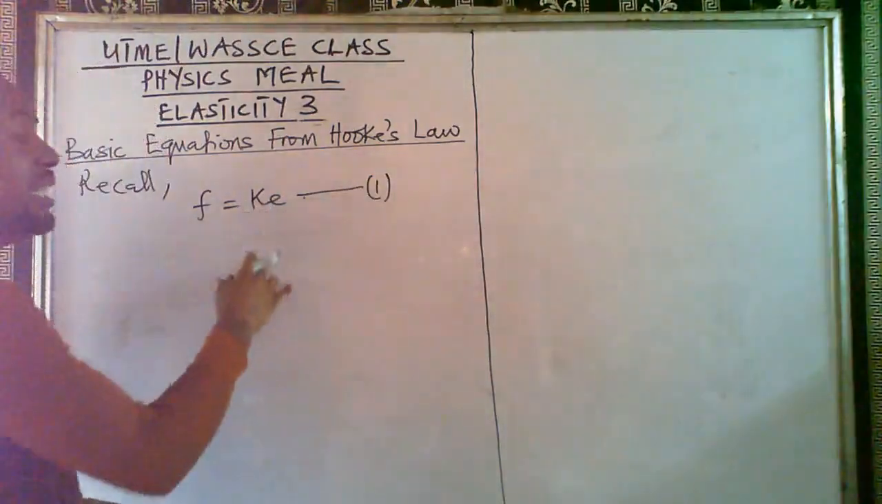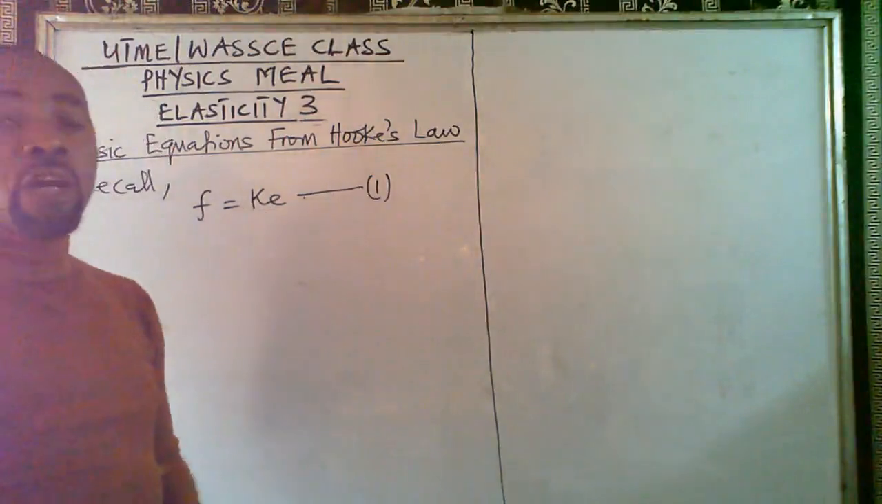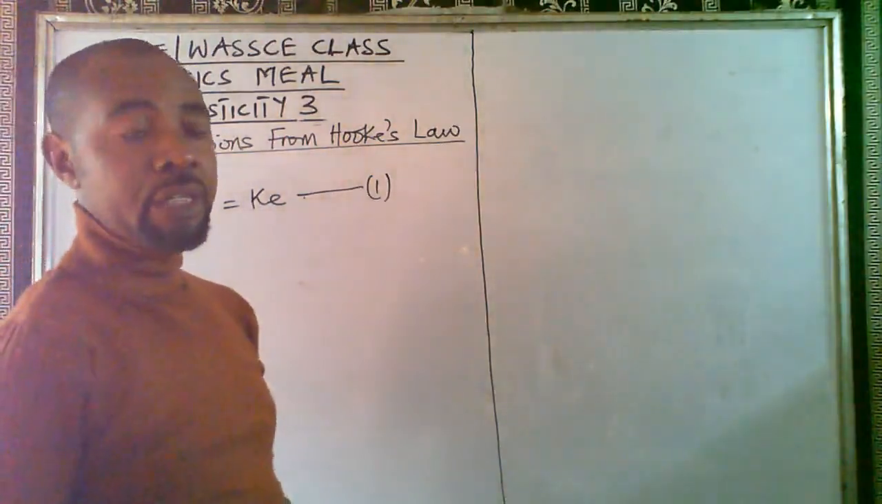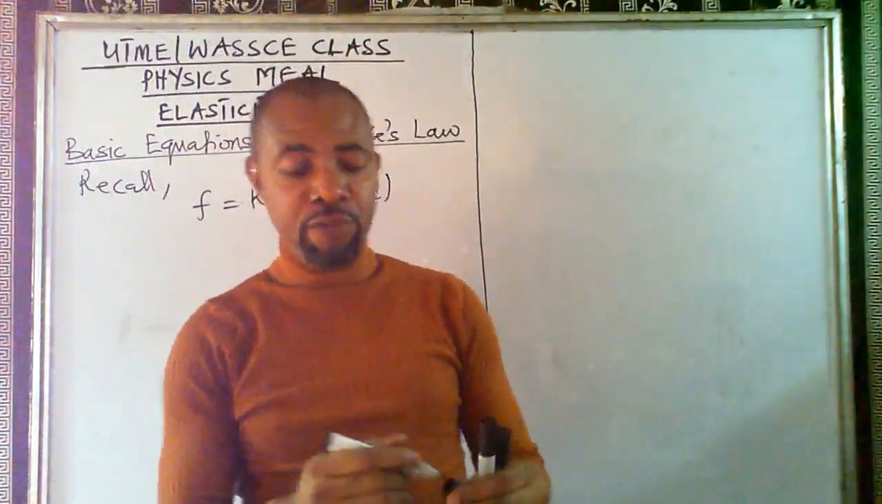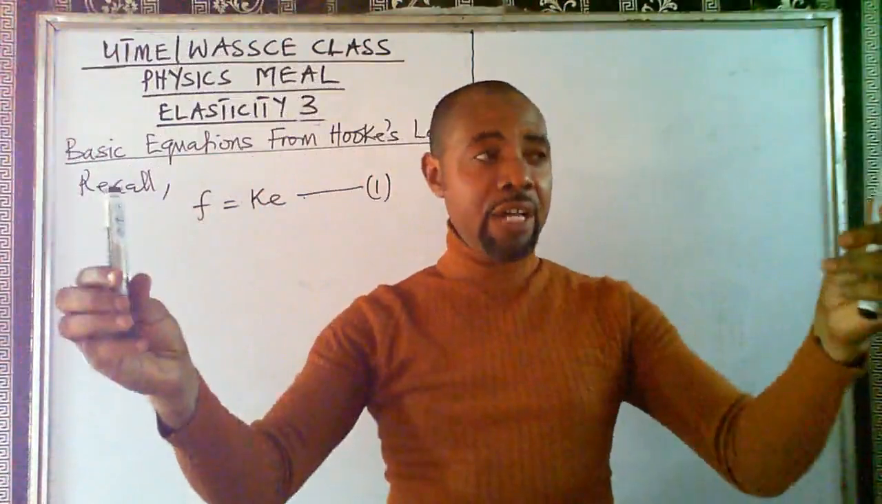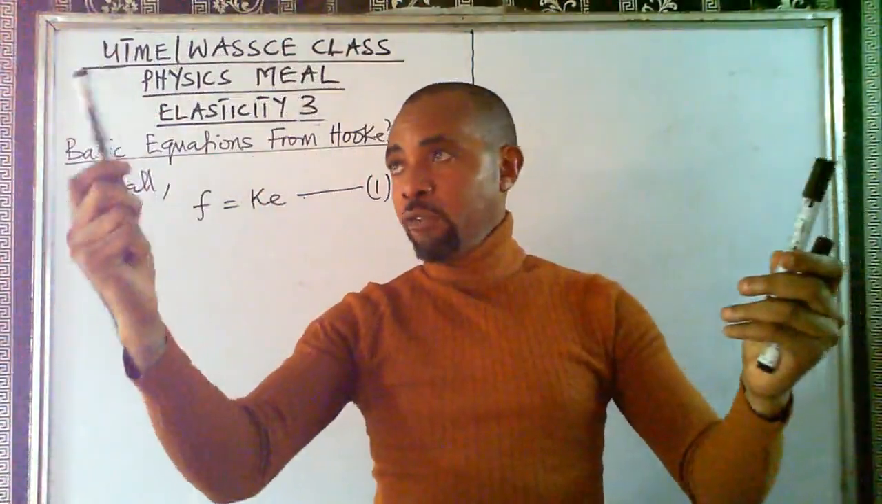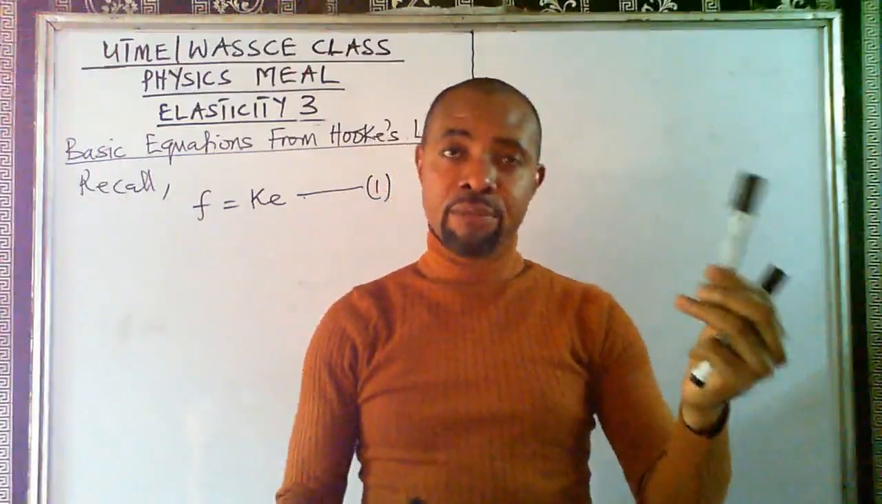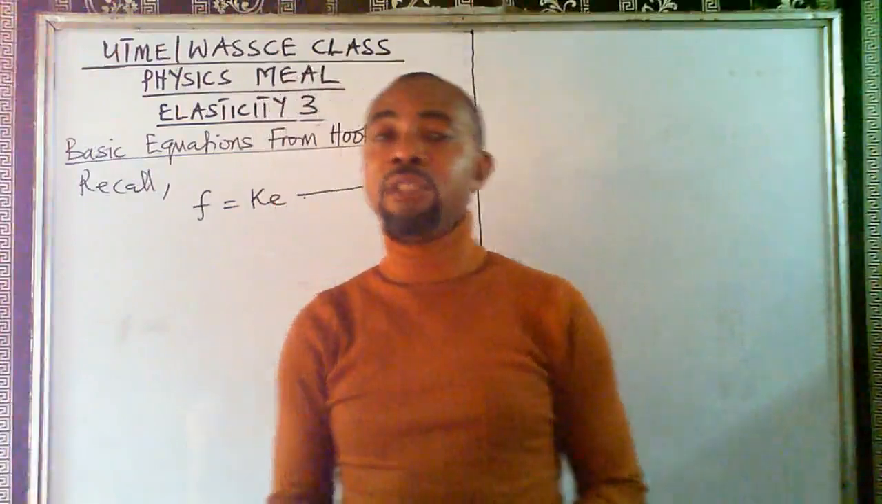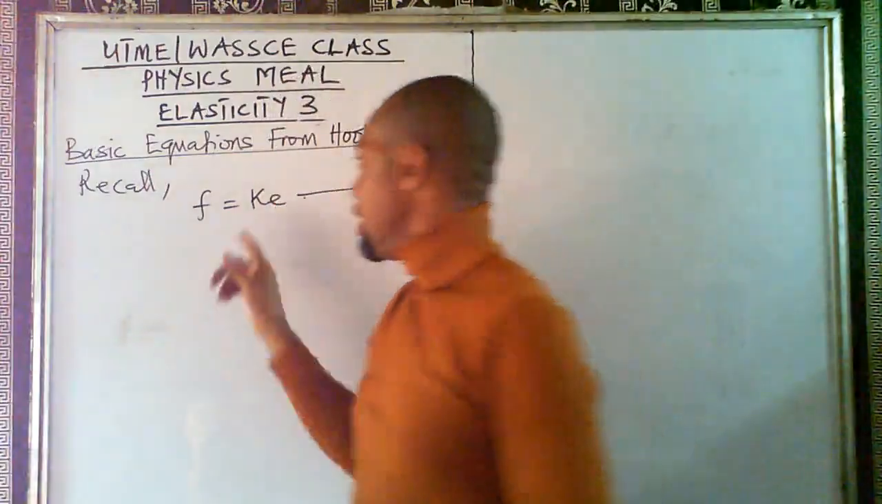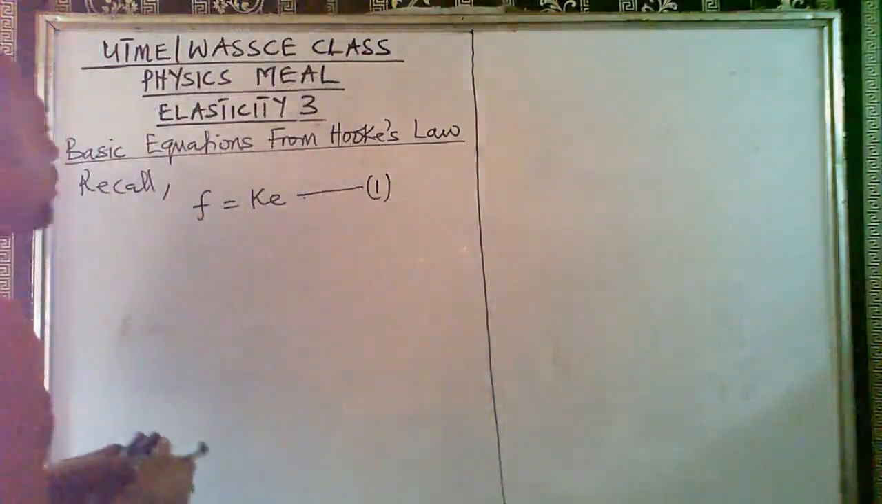Now, we made an important statement. We say that K is constant for any given material. So if I'm talking about iron, the K for iron will remain the same. So if this is iron and this is another iron, then the force constant of this iron is the same as the force constant of this particular iron. So K is constant for any given material.